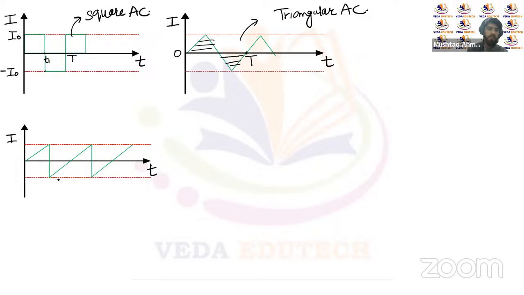Similarly, you can see here this is a sawtooth form. This form of the AC we call sawtooth. Once again, it repeats itself after a fixed interval of time. After a fixed interval of time, the magnitude of the cycle of the AC is repeated, and it also reverses its direction after a fixed interval. So this is sawtooth AC.